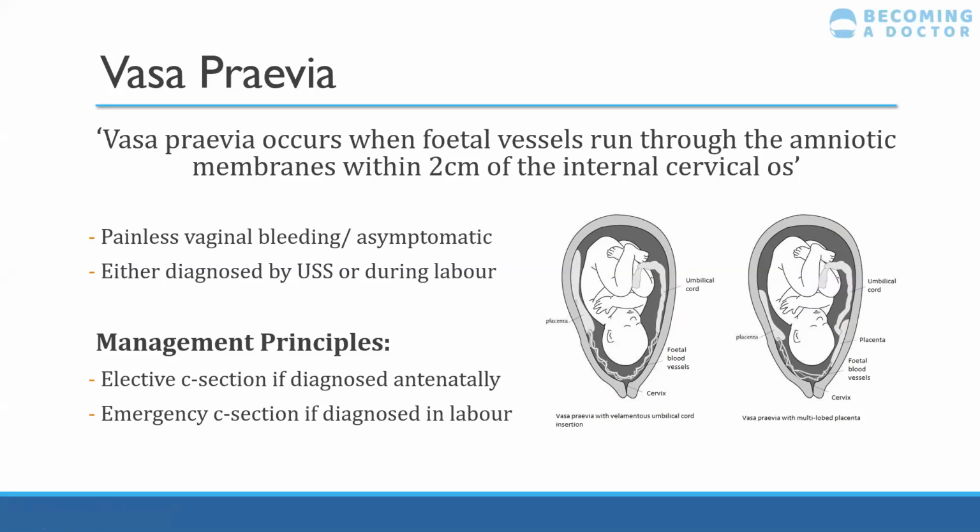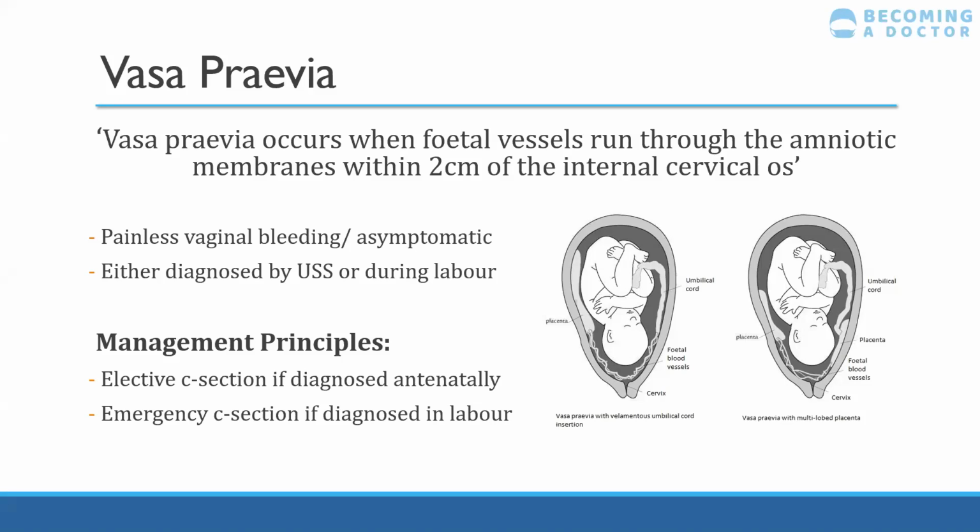So there's two types here. Type 1 is the picture on the left. That's when the fetal vessels are connected to the placenta. It's called a velamentous umbilical cord. So basically what it means is the umbilical cord doesn't attach directly into the placenta itself. It splits up into the fetal vessels which aren't protected by something called Wharton's jelly. Those fetal vessels run through the amniotic membranes and then they attach into the placenta.